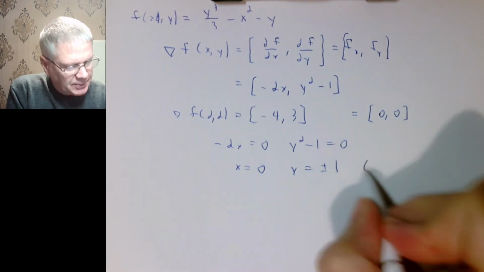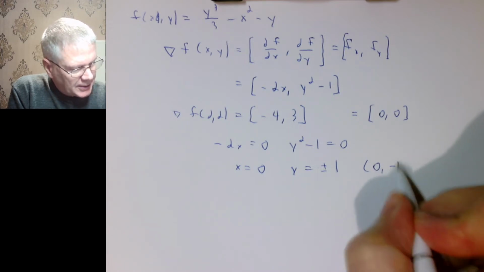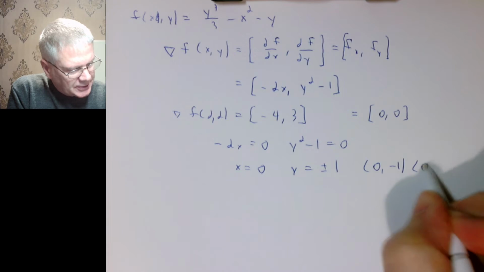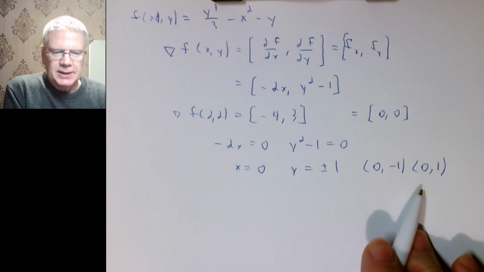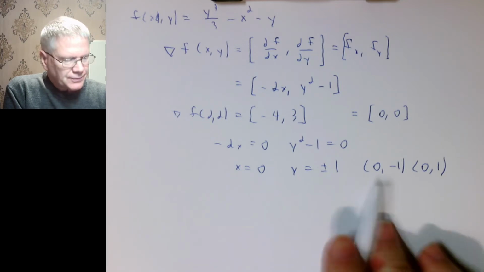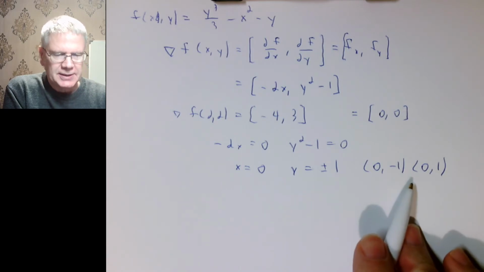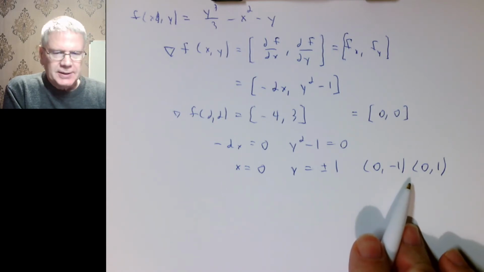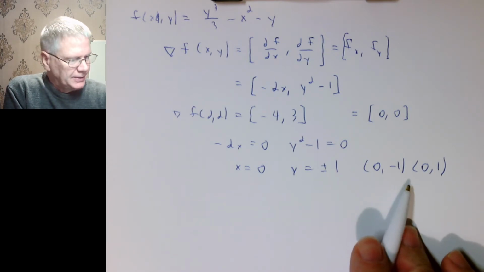So I have 2 points. I have 0, minus 1, and 0, 1. So at these points, this is equivalent to setting a derivative equal to 0. At these points, I have a local slope of 0. I'm at the top or bottom of something, or I'm at a saddle. And a saddle is where you go up and down in one direction, or you go up in one direction and down in the perpendicular direction.